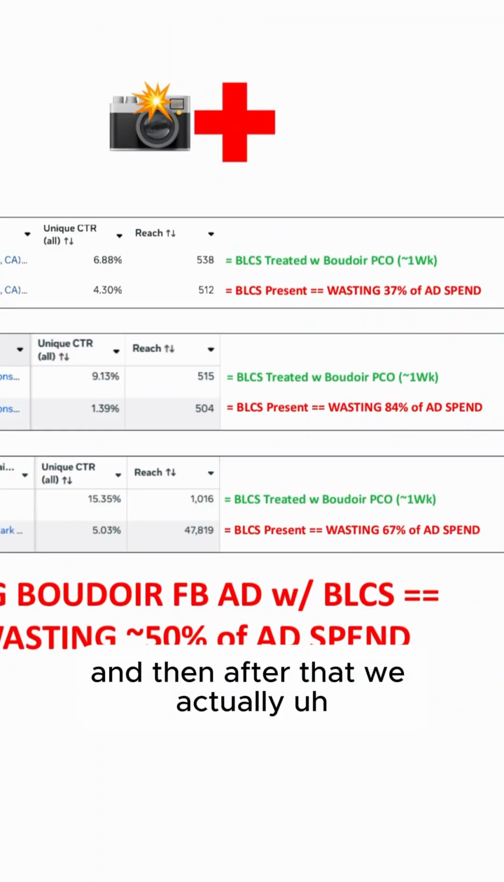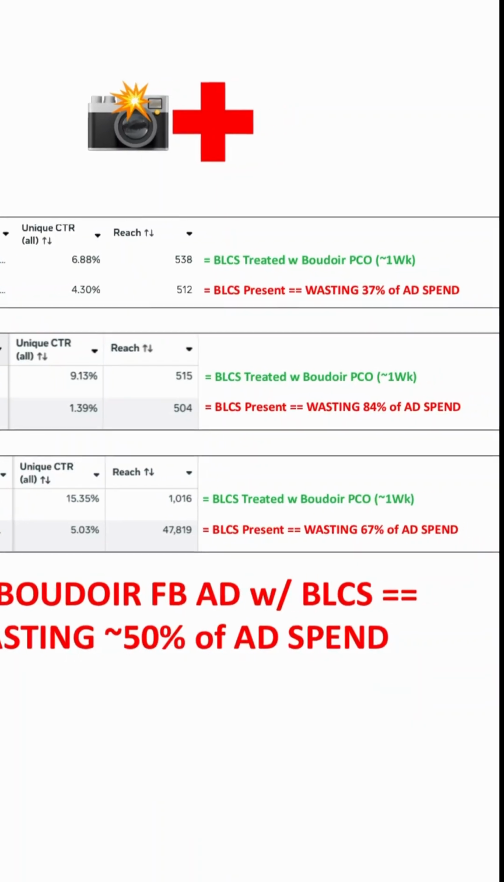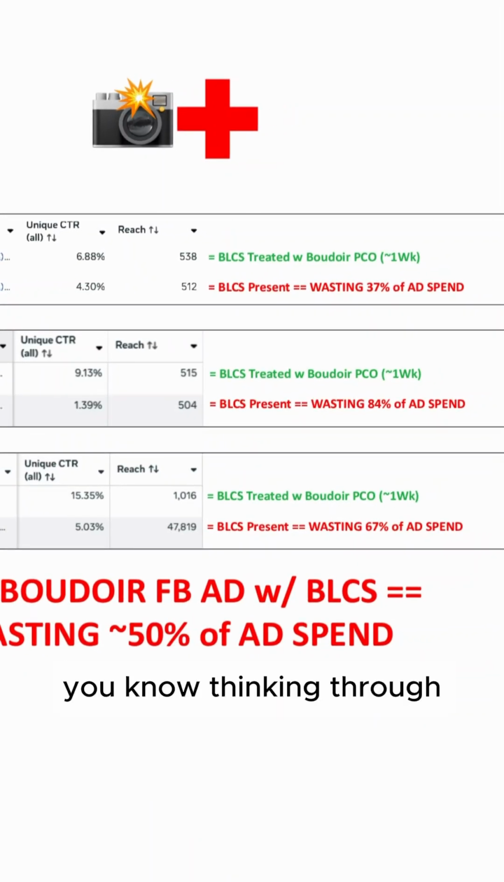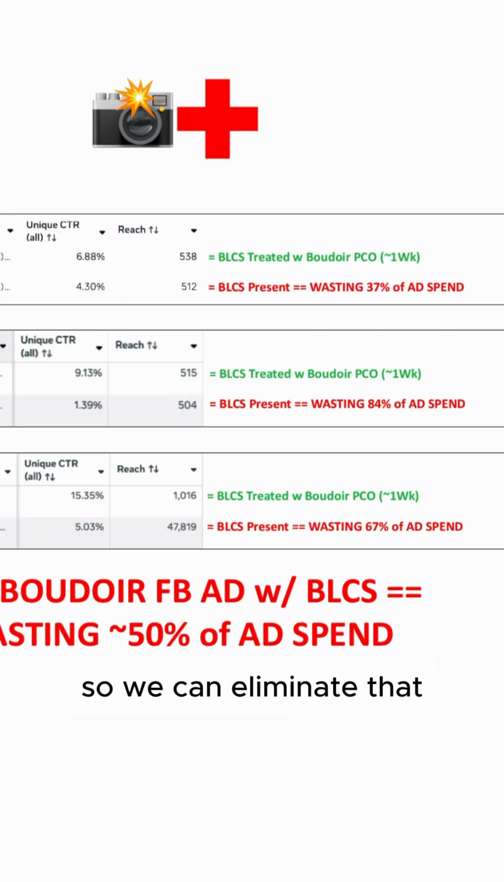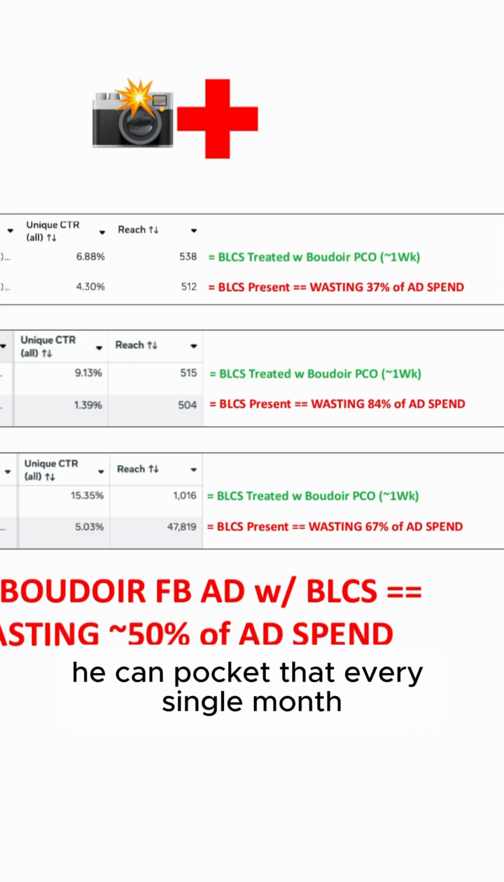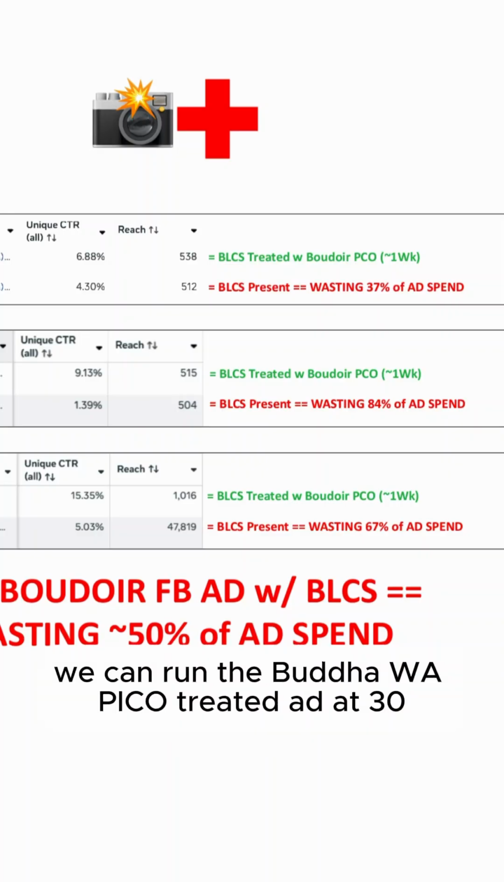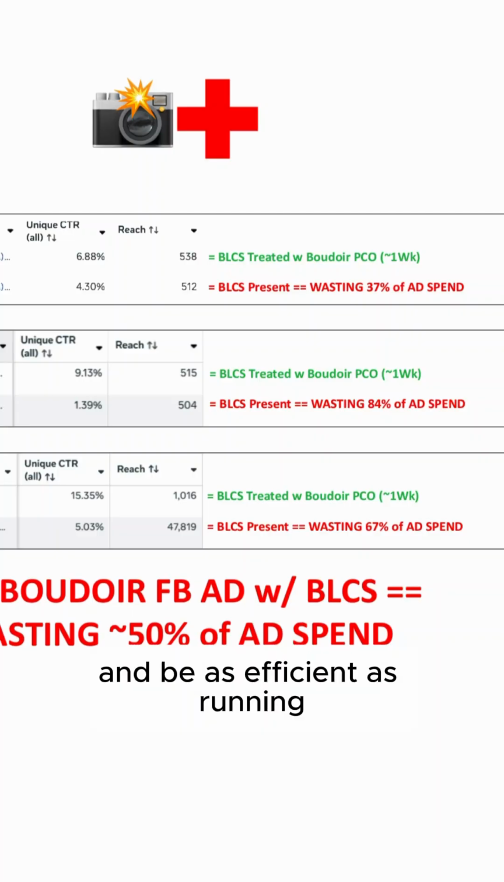And then after that, we actually think through it: if you spend 10 grand a month on Boudoir Facebook ads, $6,700 a month is being wasted. So we can eliminate that. He can pocket that every single month. And instead we can run the Boudoir Pico treated ad at $3,300 a month and be as efficient as running the original at 10 grand a month.